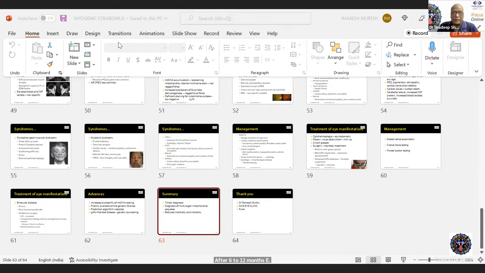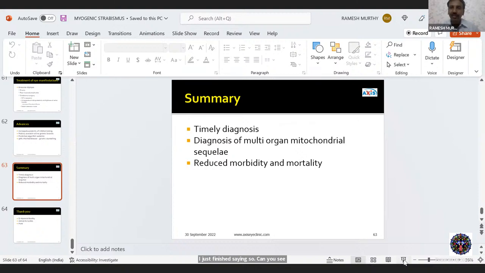Yeah, Dr. Ramesh Murthy is back. Sorry, sir. Because of heavy rains, suddenly we got disconnected. No problem. The last slide, it was the last slide? Okay. And then the last two slides, I just finished, sir. Yeah, please do. So, can you see my slides? Yes, we can. Just make it quick.